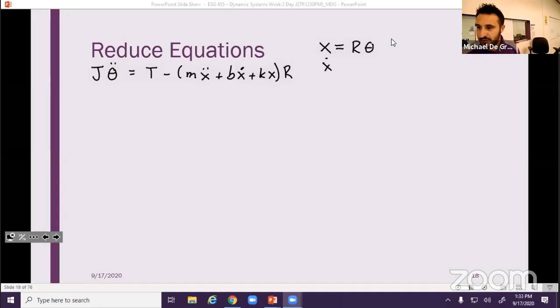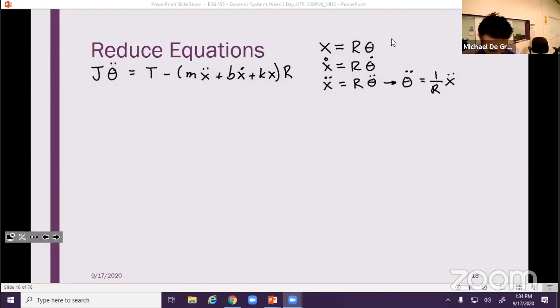But if we take the derivative, and we take the derivative again, we get this, right? And this is very useful because I can algebra this into this, right? Did I do that? Yeah, I did that right. Look at that. So I can algebra that equation into this. Well, look, hey, there's a theta double dot. There's a theta double dot.